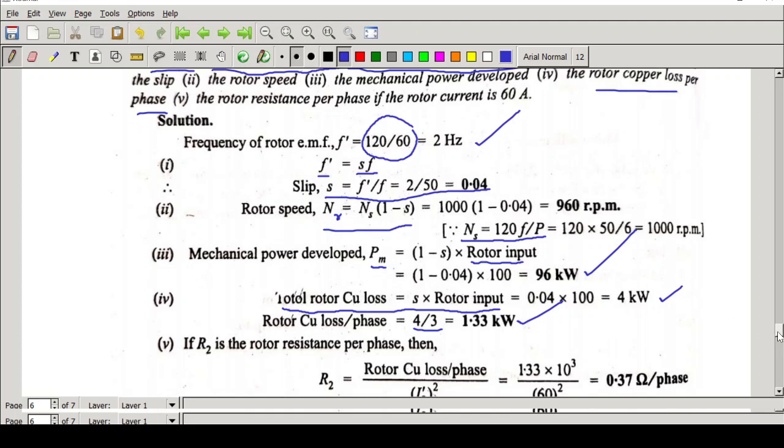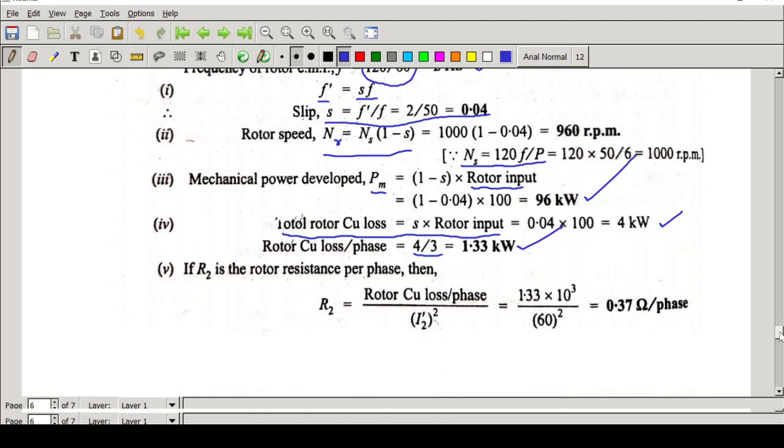Now the last step is to find the rotor resistance per phase if the rotor current is 60 amperes. So current is given and we already know the relation for power. We are using the relation power is equal to I2 dash squared into R2. From this we can find the value of R2 because the power is already calculated here. That into 10 raised to 3, because we have to convert it into watts since current is in amperes. And then we will get the value of rotor resistance.